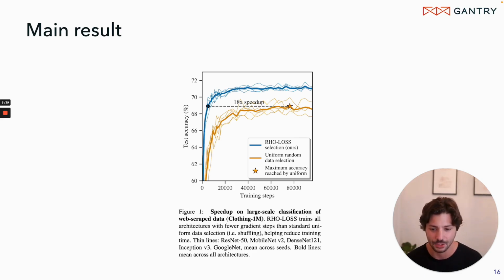And the x-axis here shows training steps and the y-axis shows how accurate the model is. The top line is the RHO-loss technique and the bottom line is the baseline. They show an 18x speedup over the baseline, which is really, really good. So obviously very exciting. Let's dig a little bit deeper.